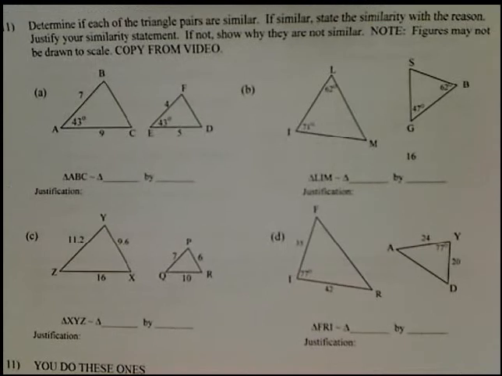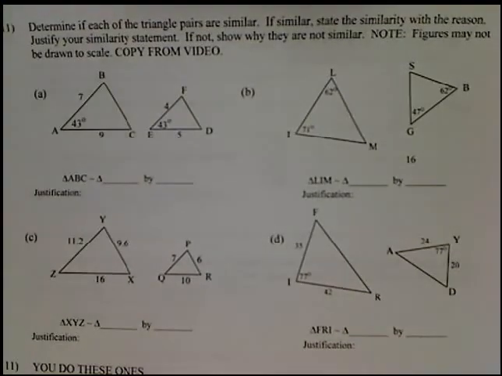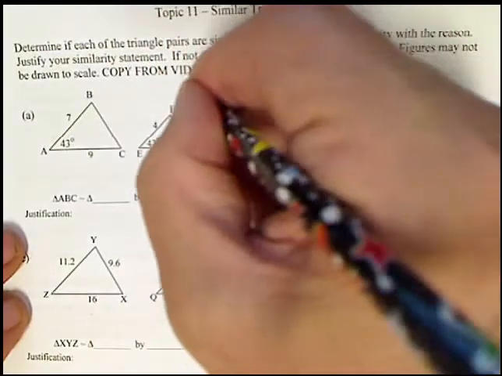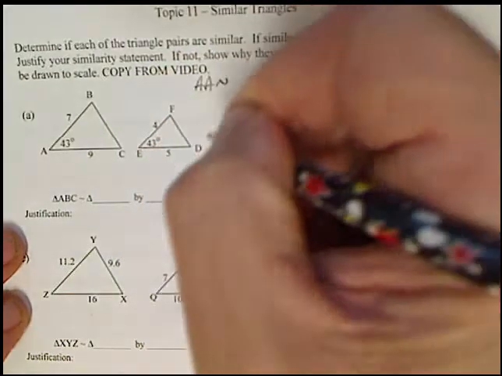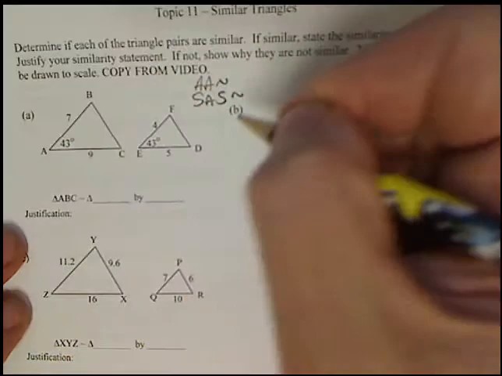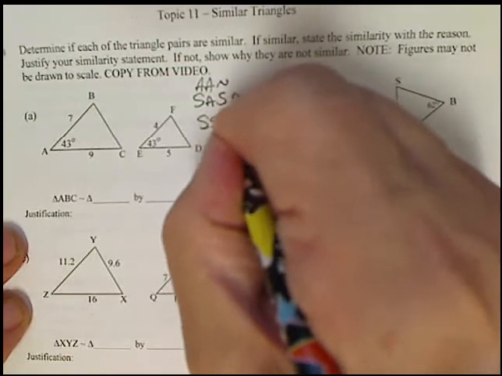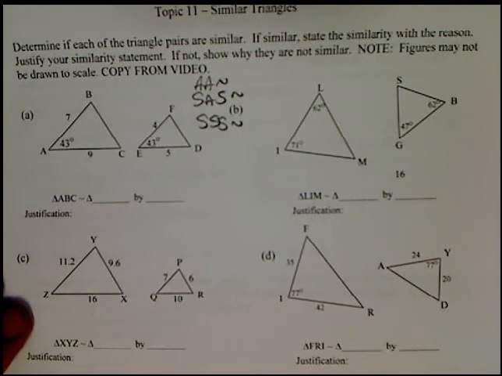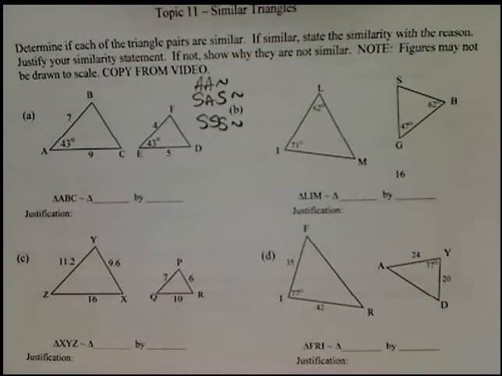Okay, so let's take a look at these top 4. We have 3 reasons that we can use for showing 2 triangles are similar: angle-angle similarity, side-angle-side similarity, and side-side-side similarity. Those are our 3 reasons. Now, the sides have to be proportional, which means when I do ratios, they have to equal each other. That's the key to doing side-angle-side or side-side-side.